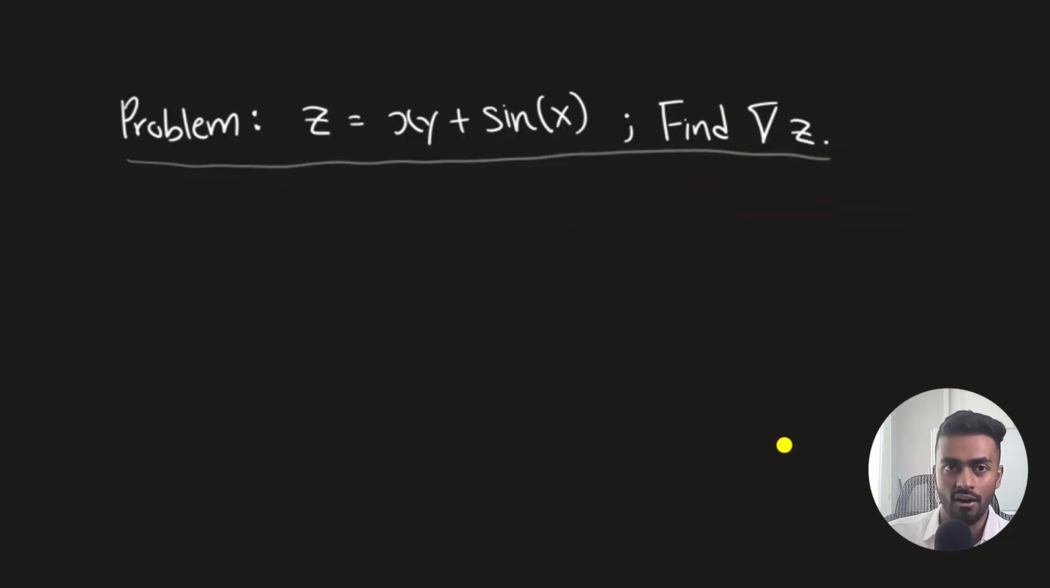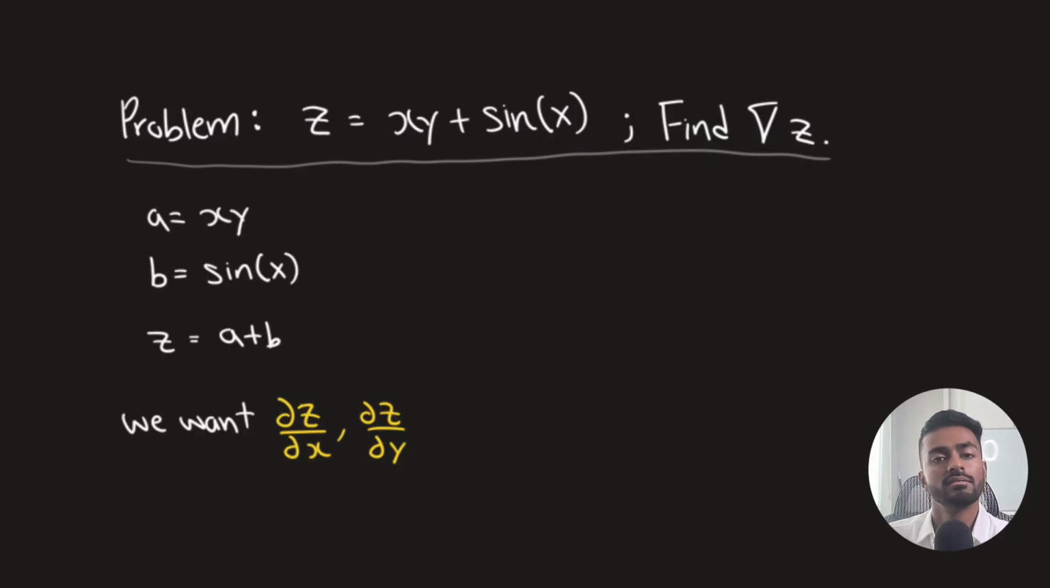So let's say now we want to solve the problem of z is equal to xy plus sine x, and we want to find the gradient vector of z. So in automatic differentiation, what we would do is we would take this problem and kind of rephrase it. So let this first term be a, the second term is b, so z is equal to a plus b, and we want the gradient of z with respect to x and gradient of z with respect to y.